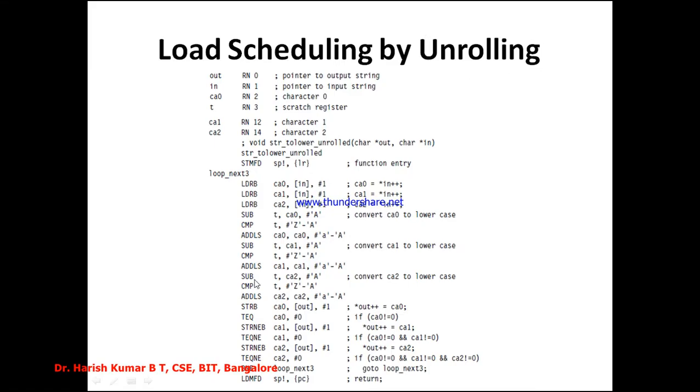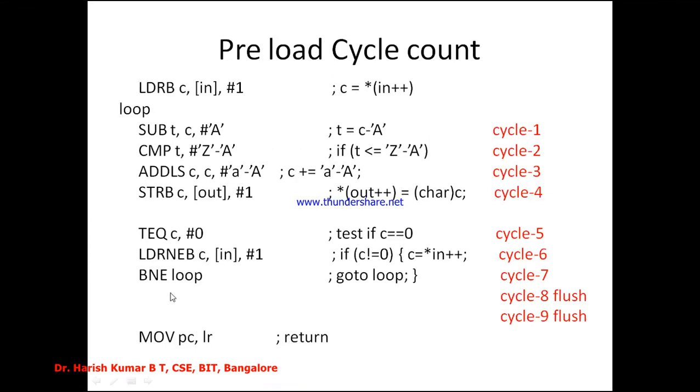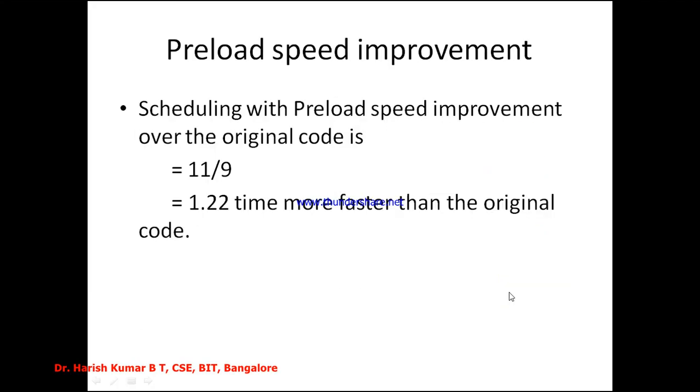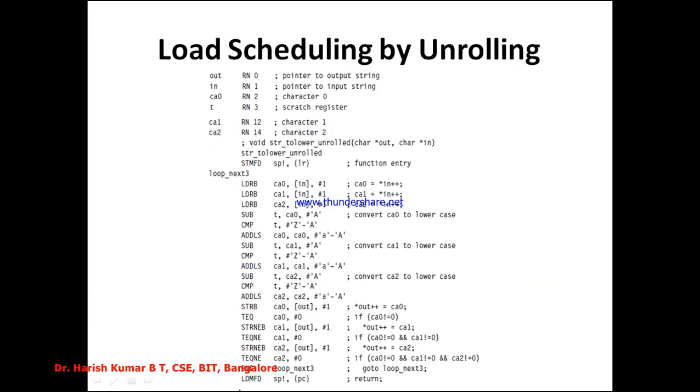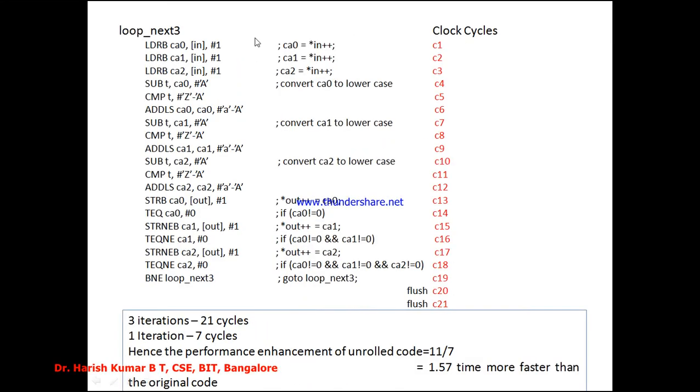unrolling. That means here the loop was unrolled three times. The BNE instruction, which is a branch instruction, used to consume 3 clock cycles. Now by unrolling the loop three times, we avoided the BNE instruction three times. This is the code which was written after unrolling the loop three times, and when I computed the clock cycles for this code, I got 21 cycles.